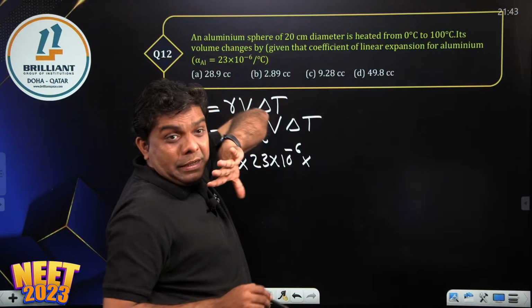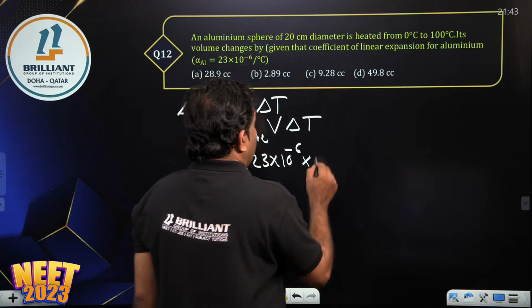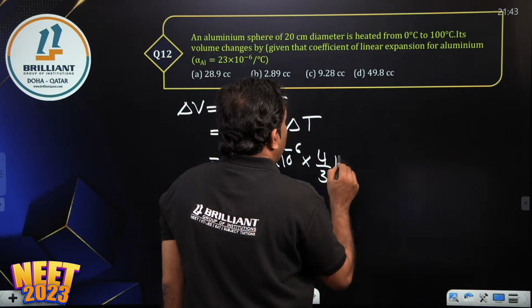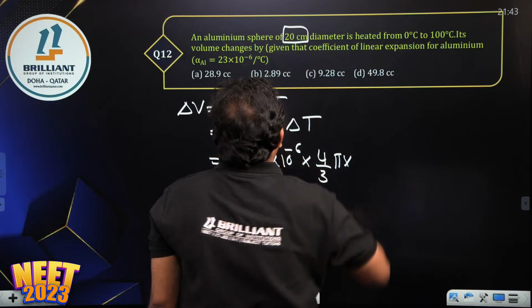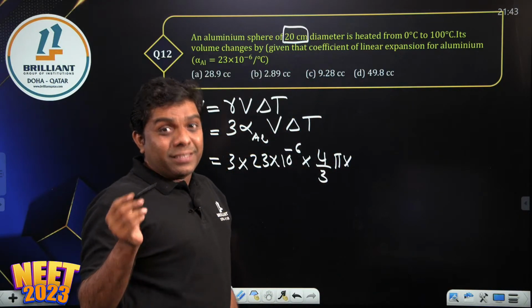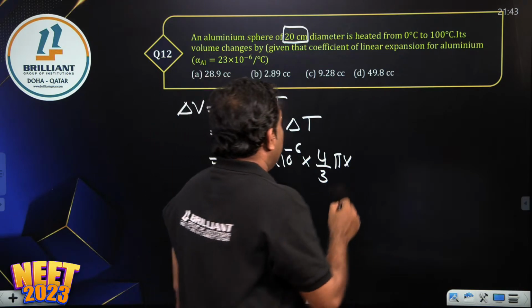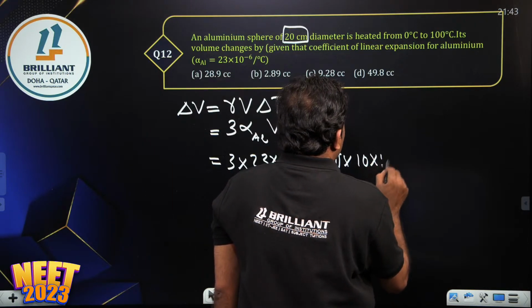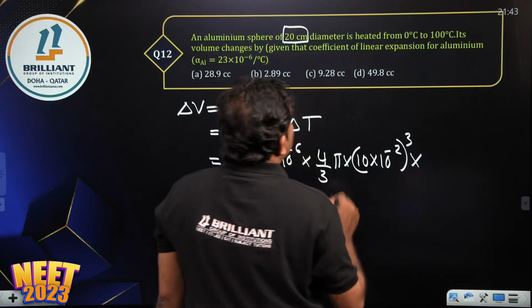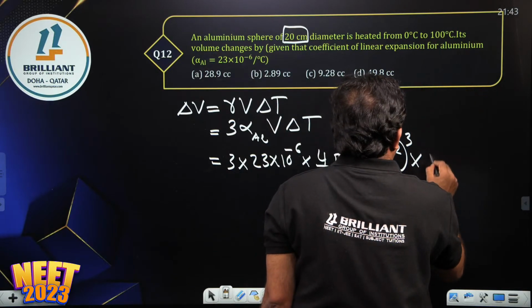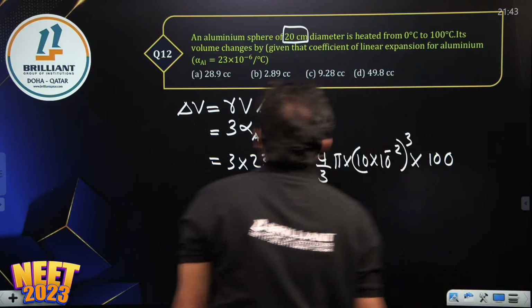Volume of the sphere is 4 by 3 pi r cube. So I can write 4 by 3 pi. Radius is 20 centimeter, no, diameter it is, so radius is 10 centimeter. Convert that, so 10 into 10 raised to minus 2, the whole cube. And change in temperature is 0 to 100, so change in temperature is 100.